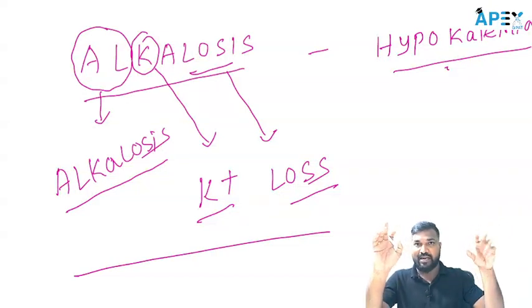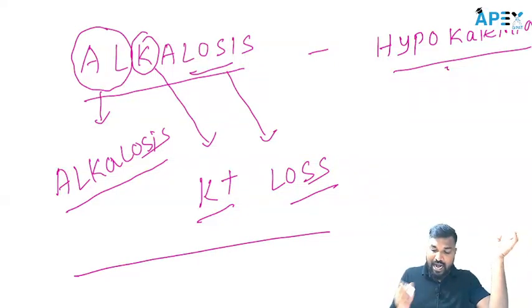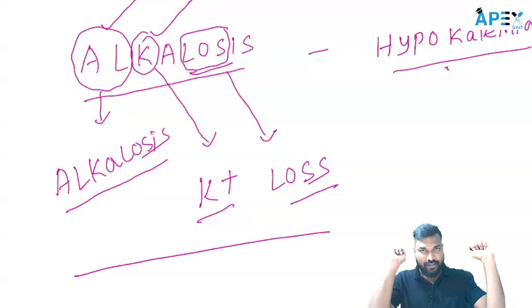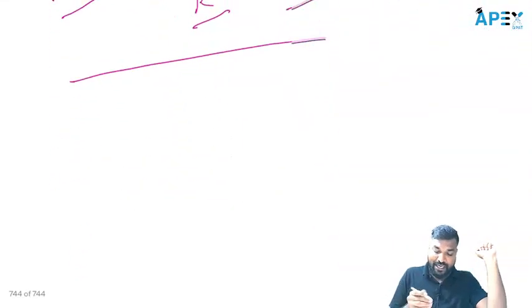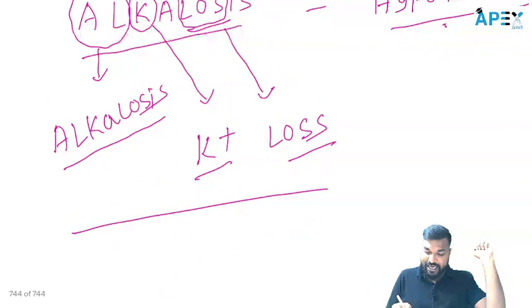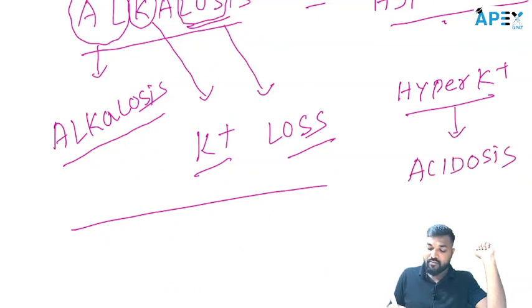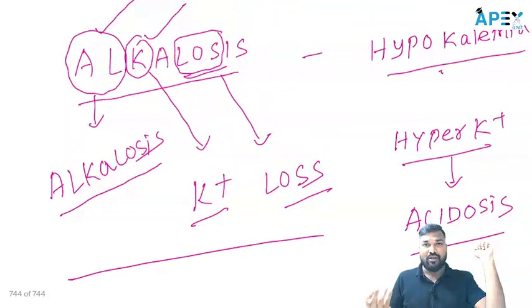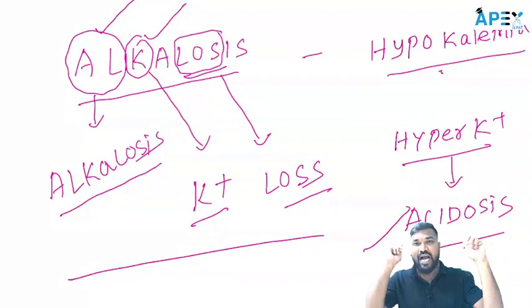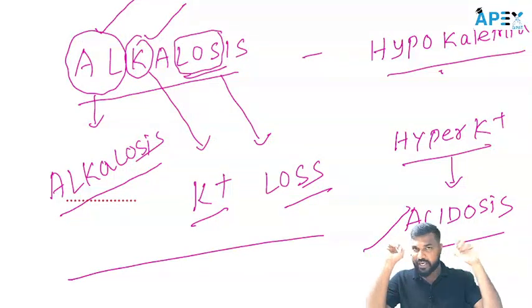Now you can easily remember, you won't forget. There is no confusion. Alkalosis, the name itself is there: alkalosis, potassium loss. Okay. Now what about hyperkalemia? Hyperkalemia will be exactly opposite. So hyperkalemia causes acidosis. You know, hypokalemia is alkalosis. Hyperkalemia causes acidosis. Okay.